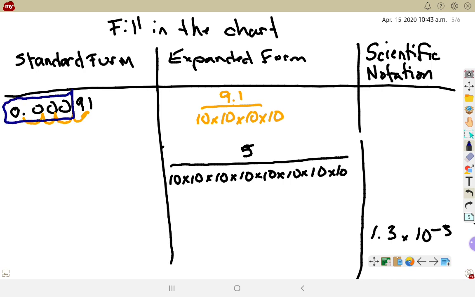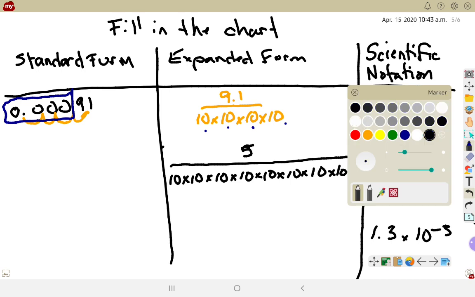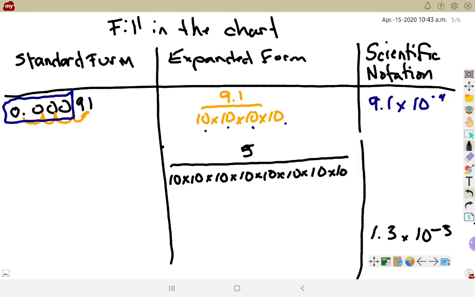So that means there are going to be 4 tens in my denominator. Okay, so in scientific notation, this becomes 9.1 times 10 to an exponent of -4. So when we're looking at the negative one, it tells you how many zeros should be in front of that first digit. Okay. All right, the next one here, I've got 5 divided by, and if you count them up, there are 8 tens there, so that would be 5 times 10 to an exponent of -8.